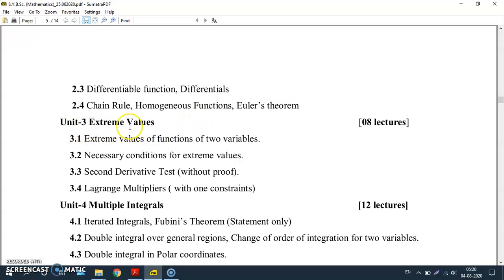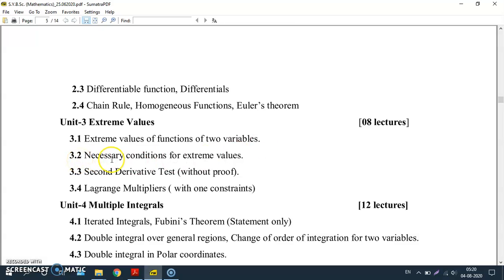And next unit, unit 3, is extreme values. The first topic is extreme values of function of two variables. It means we will find the points where the function has maximum and minimum values. That is, we will investigate the maxima and minima of a function on its domain.